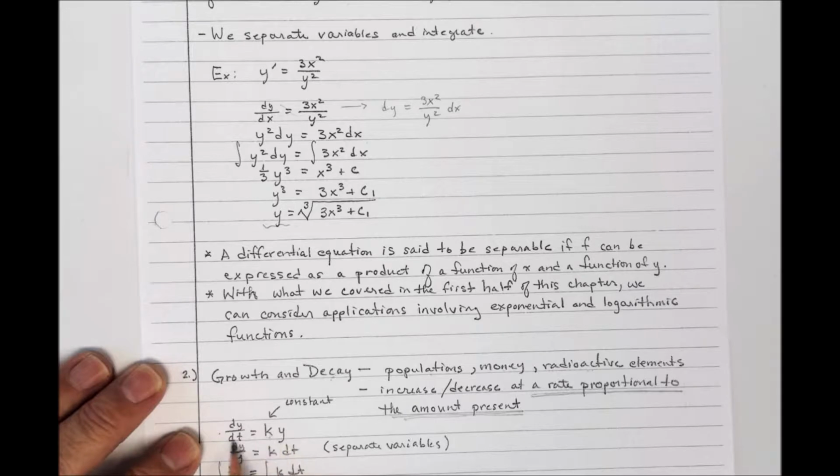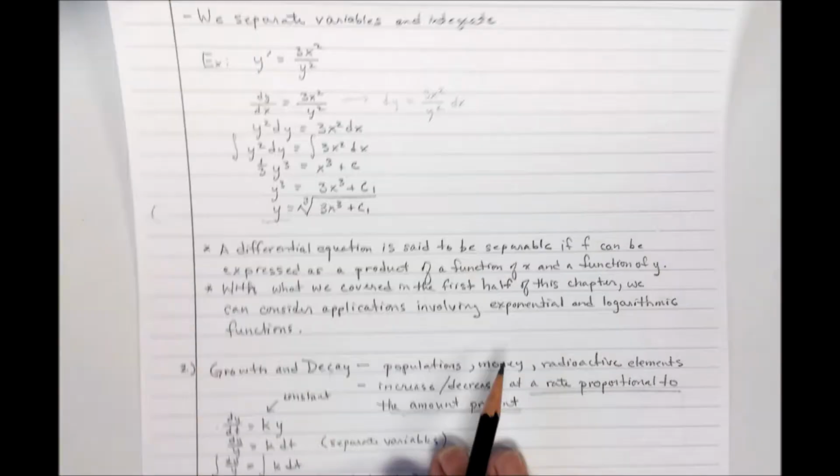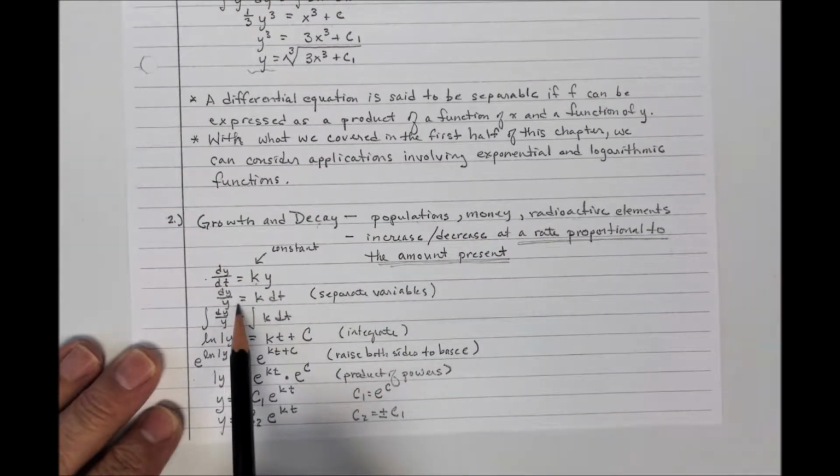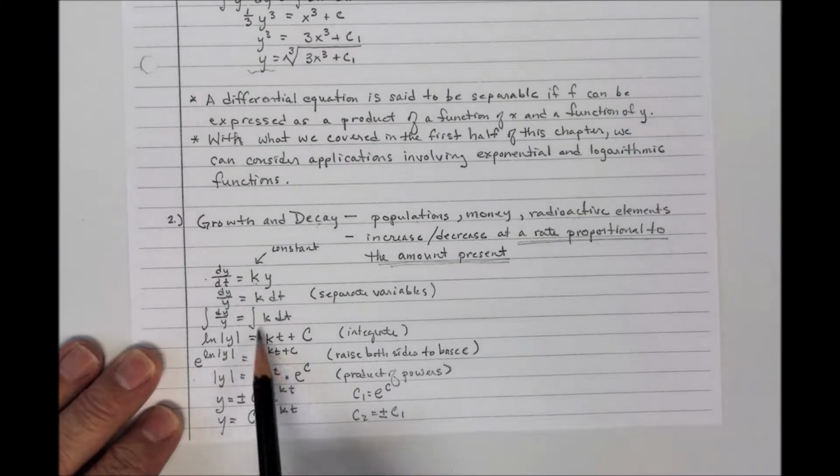So this is the differential equation that I start with, and you should be able to go, as it turns out in this problem, from start to finish on this by rewriting this, separating the variables, integrating both sides. All right, I get the natural log of the absolute value of y is equal to k times t, because I'm integrating with respect to t here, plus my constant. I'm solving for y, so I raise both sides to base e.